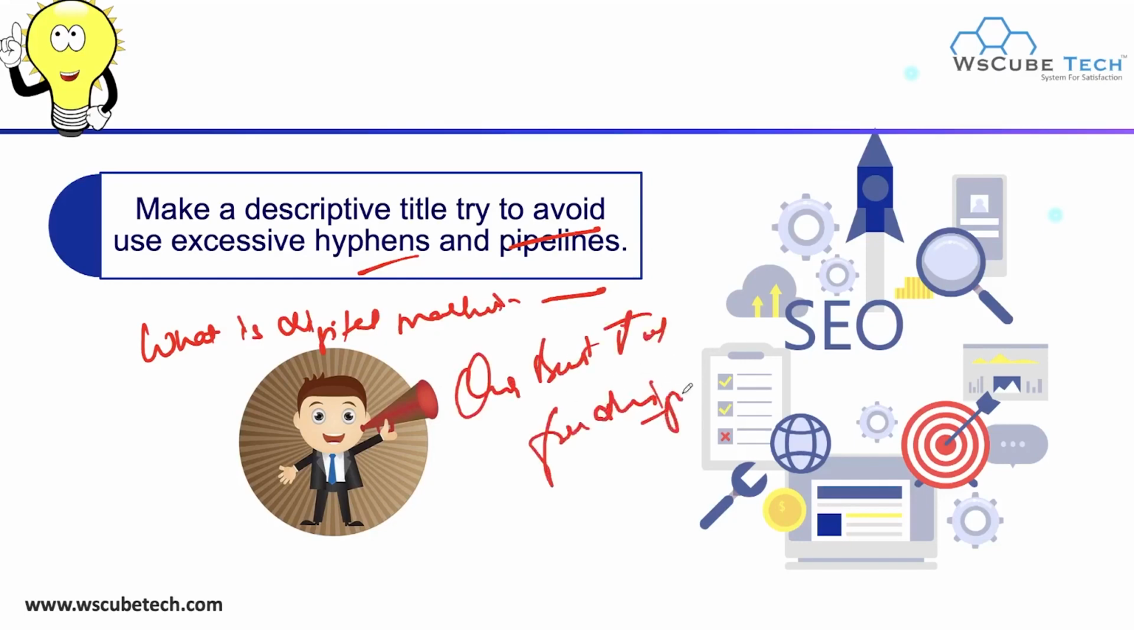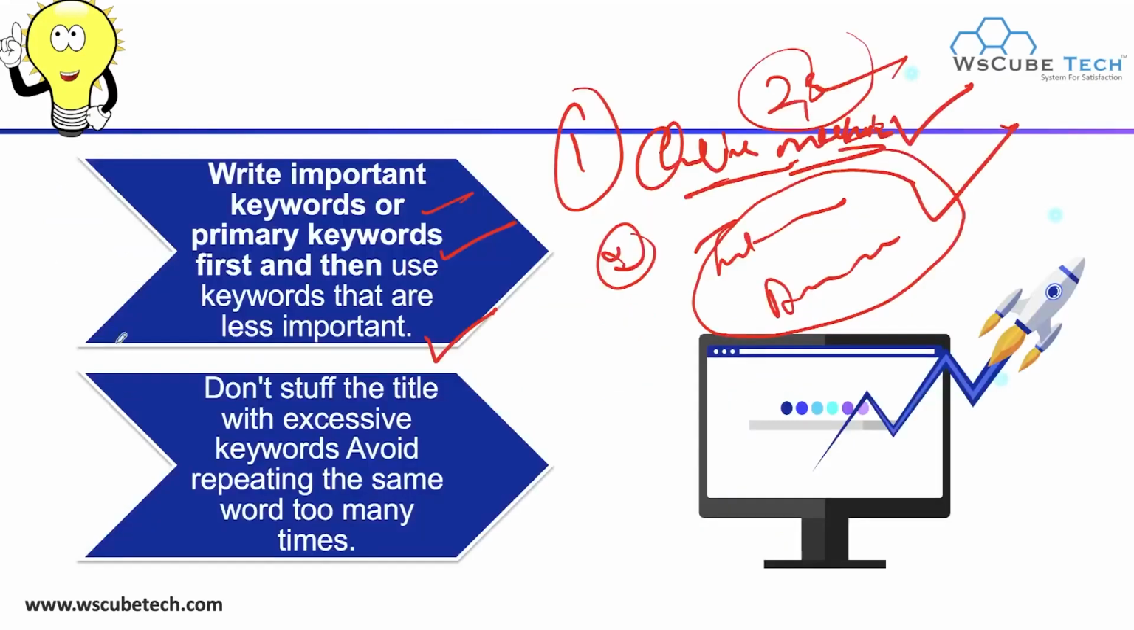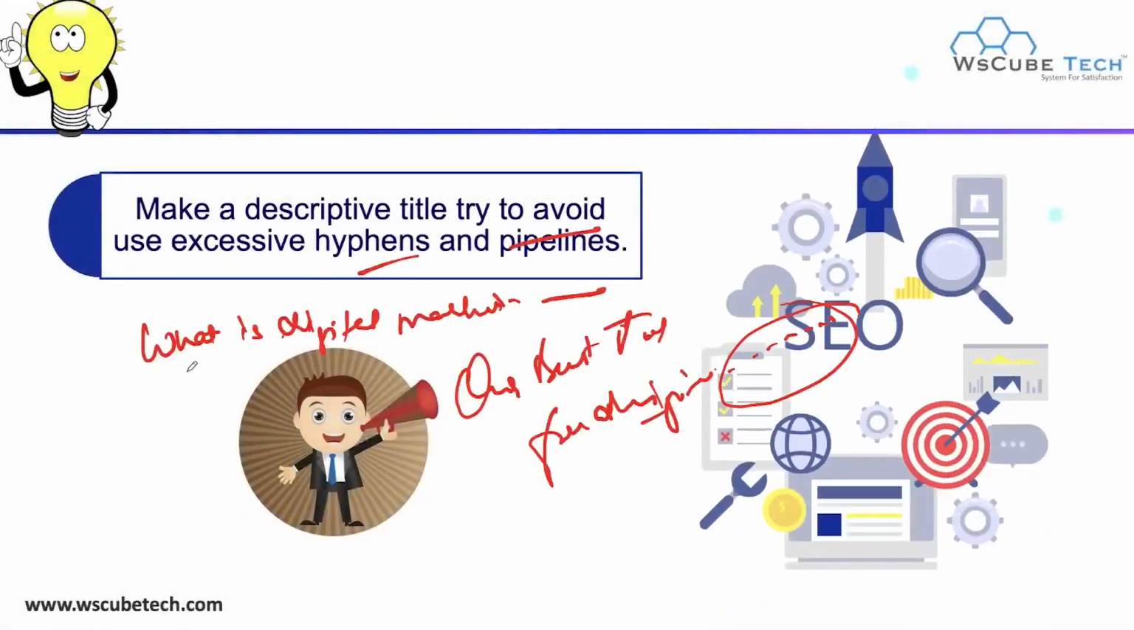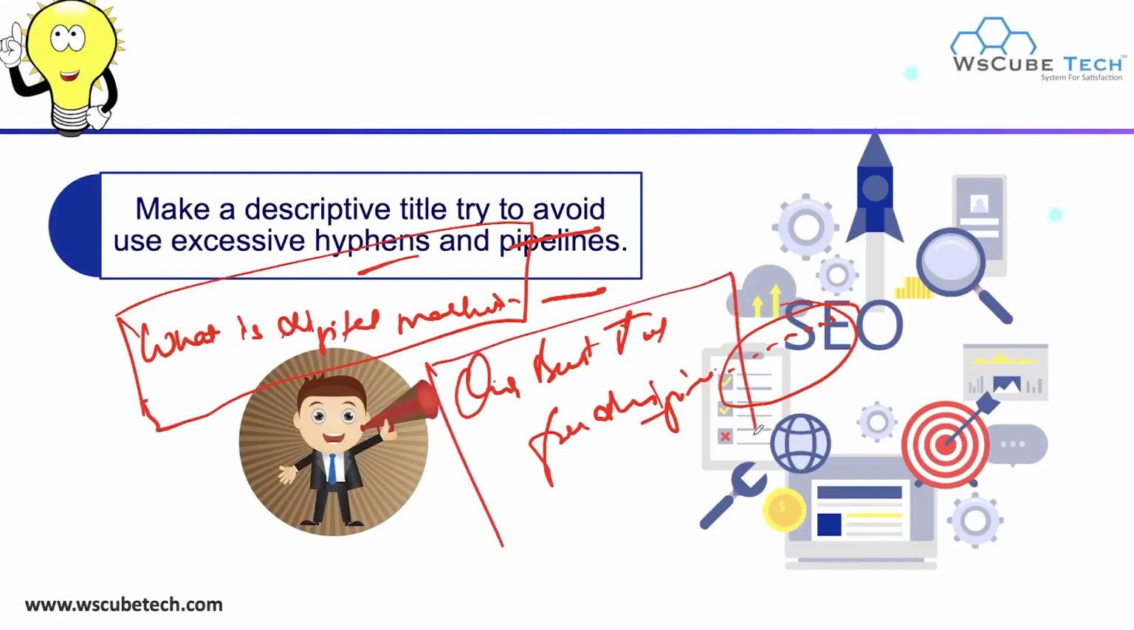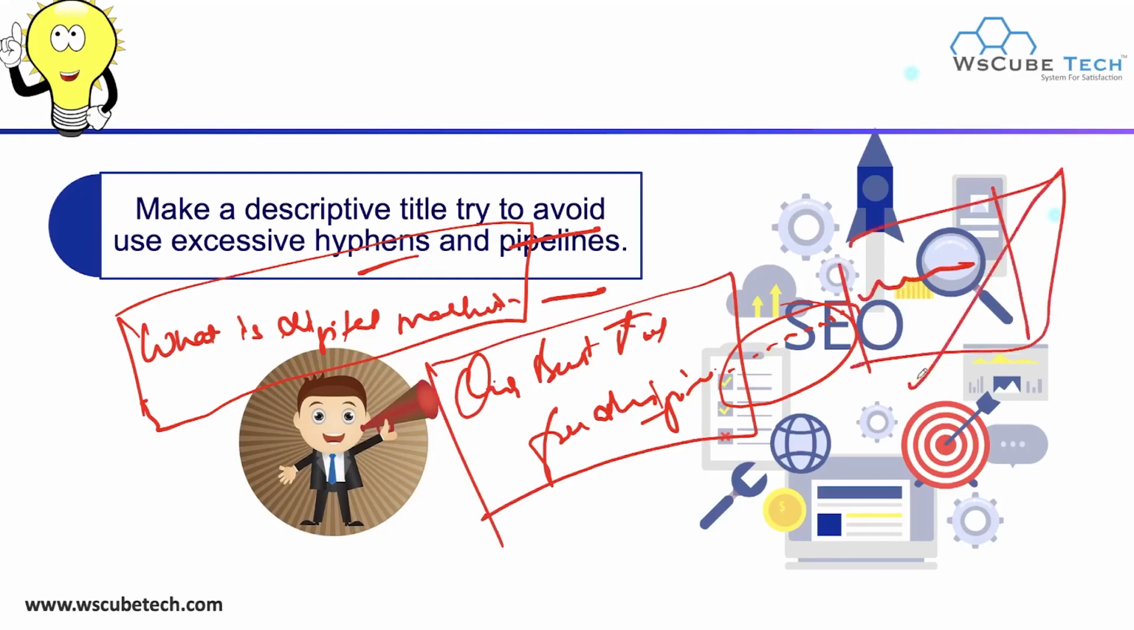For digital, here you can mention digital and you can just put down pipelines here. So what happened in that particular case, it is possible that on your search engine result page, only this particular heading is visible. And after your hyphen, this particular text is not visible. Or after this particular pipeline, that particular text is not visible.